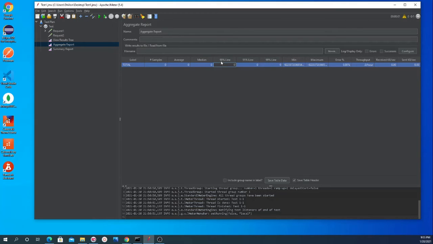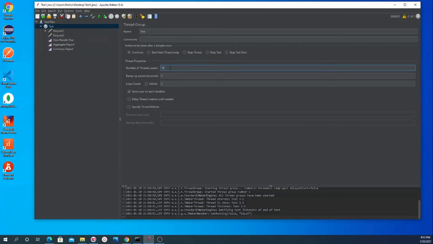Okay, 90 percentile means that 90% of the requests took either less than this time or equals to this time. So whatever the time number we will get. Similarly is 95. So 95% of the requests took less than this time or is equals to this time. Similarly we have error, throughput, KB, and let's see everything in action.